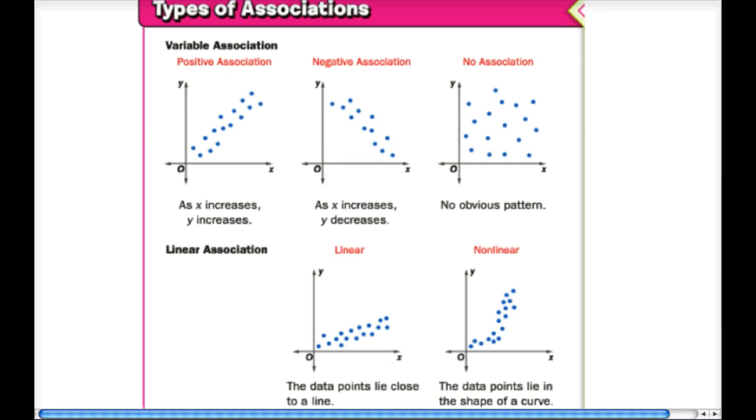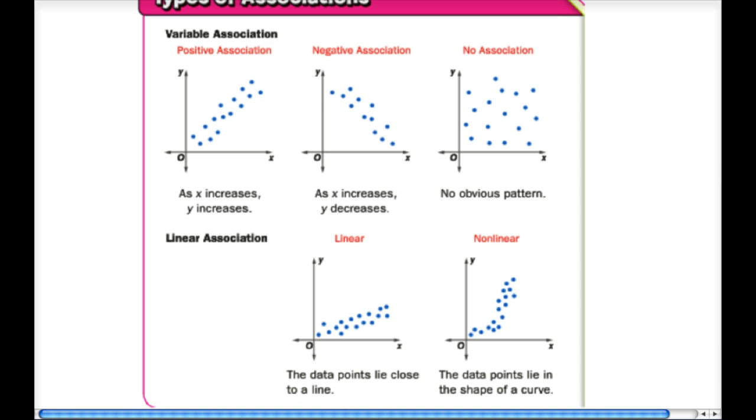Here are your types of association. If all your points are going up and to the right, as x increases, y increases, that's considered a positive relationship. The two examples we did have positive relationships, I think. But if as x increases, the y value decreases, that's a negative association. Okay? Kind of like the value of your car over time. It's going to be a negative relationship. A car costs a lot of money the day you buy it.